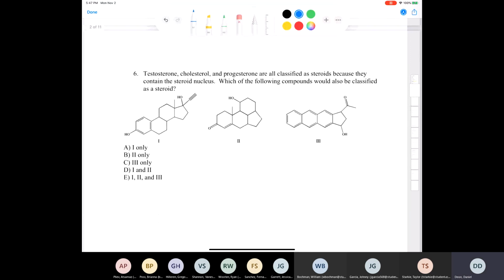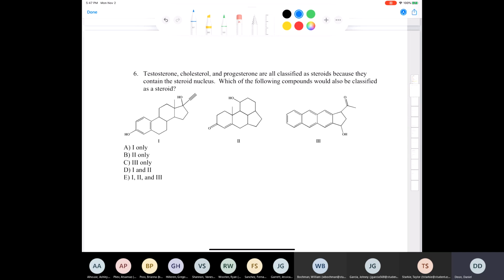All right, let's talk about another question that involves structures. Testosterone, cholesterol, and progesterone are all classified as steroids because they contain a steroid nucleus. Which of the following compounds would be classified as a steroid? Again, you don't have to be able to draw a steroid from memory, but can anybody pick out which of these molecules are steroids, if any of them? Absolutely. So Greg and Johnny, you both have it, right? It's A, or the first one, right?